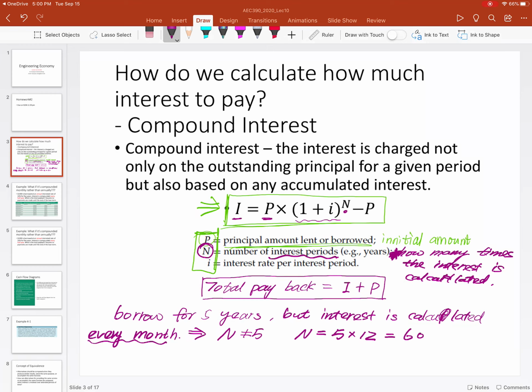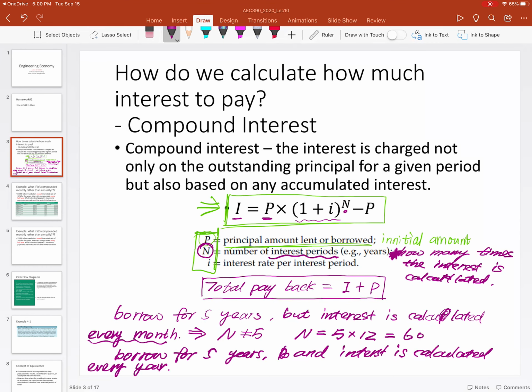Okay, I can also write the easy case, like if you borrow for 5 years and interest is calculated every year. Okay, if it's calculated every year, then your n is 5. No problem. Okay, try to compare these two cases and see if you understand why I said n is a little bit tricky.